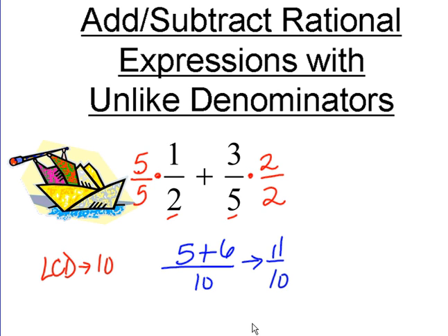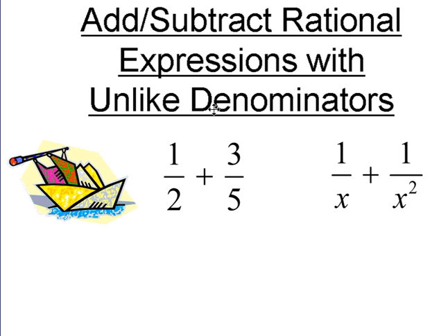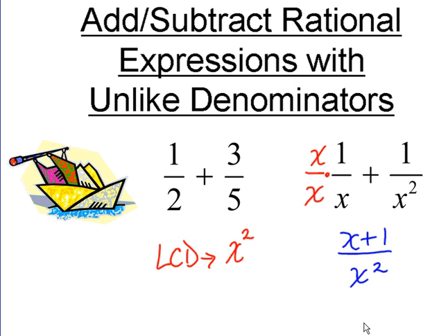Now let's add a little bit with variables. And here we have 1 over x plus 1 over x squared. Again, we're going to think about what's the least common denominator. Well, the least common denominator is going to be x squared, because x can go into x squared as x squared can go into x squared. So we'll multiply this first one by a fraction of 1, which will be x over x. x times 1 is x, plus 1, and the whole thing divided by x squared. And that's as simple as this gets. We cannot simplify this because this is a binomial in the numerator and a monomial in the denominator, so they cannot cancel, so this is as simple as it goes.